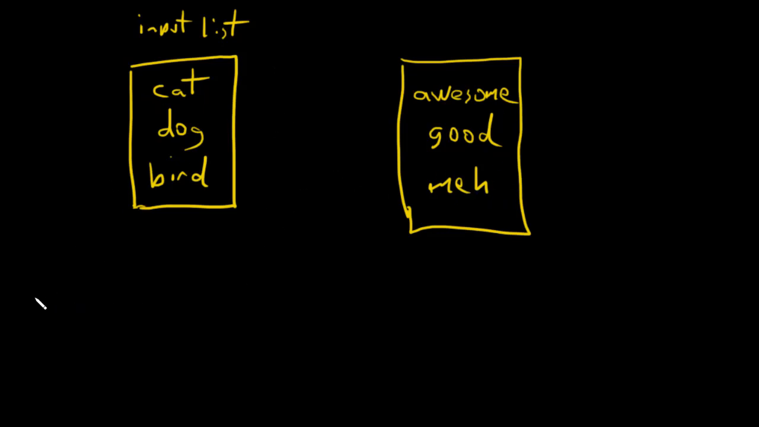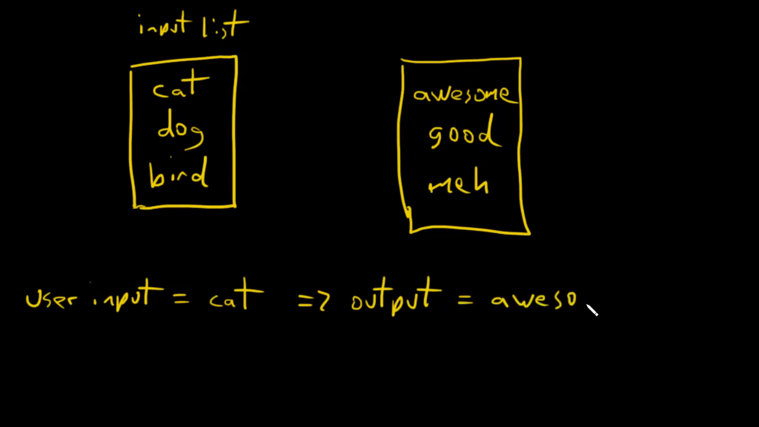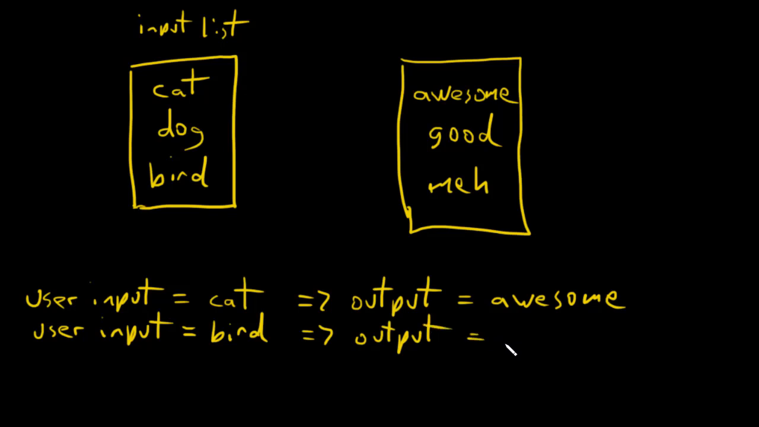Now, the user is going to input, let's say, cat. So the output is going to be awesome. Then if the user inputs bird, it will output meh. Okay? So that's the way that it works.